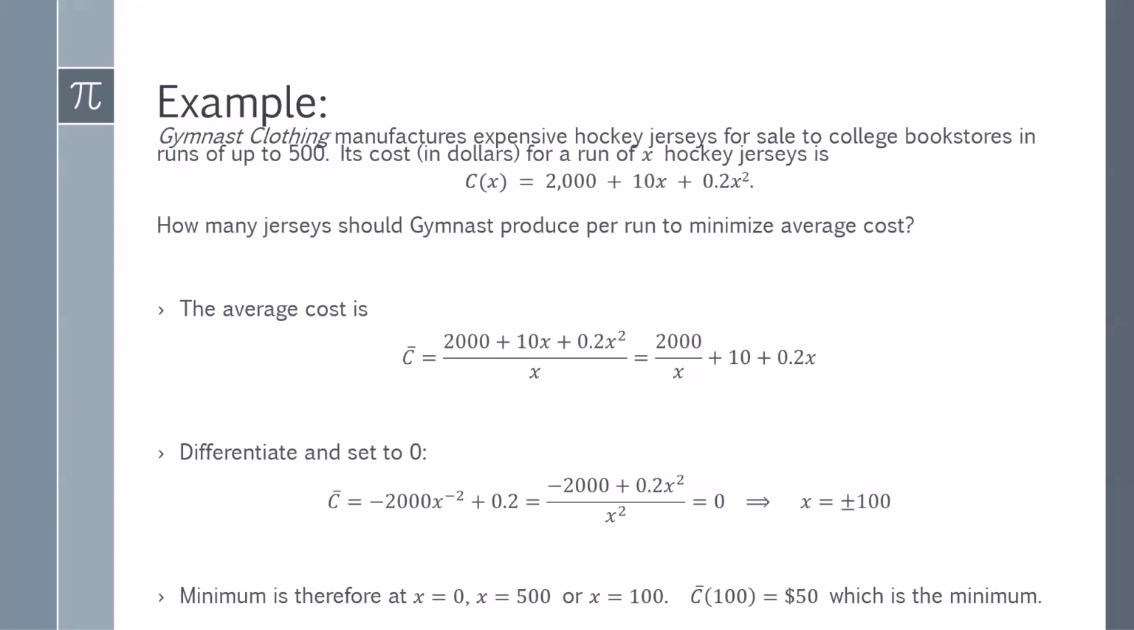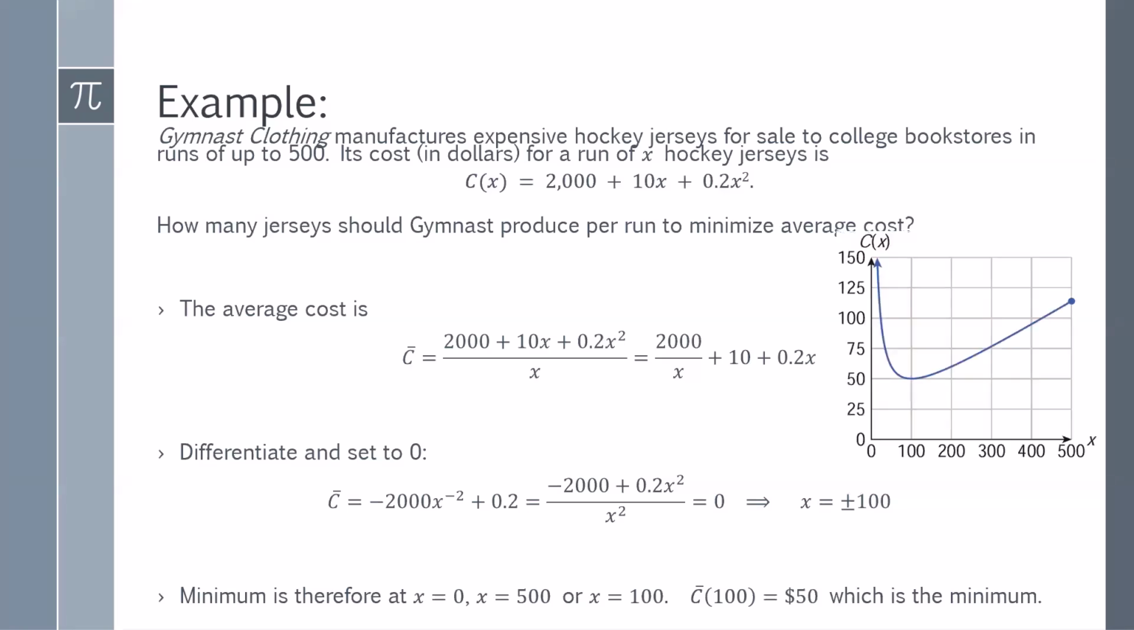We obviously know that we can't make negative 100 jerseys, so the minimum has to be at 0, 500, or 100, with 0 and 500 being the endpoints of the closed interval. If we evaluate C bar at 100, we get $50, which turns out to be the minimum. A graph of C bar of x shows that indeed 50 is the minimum.